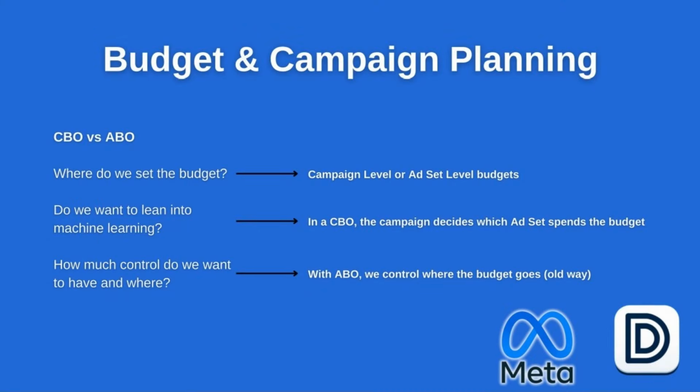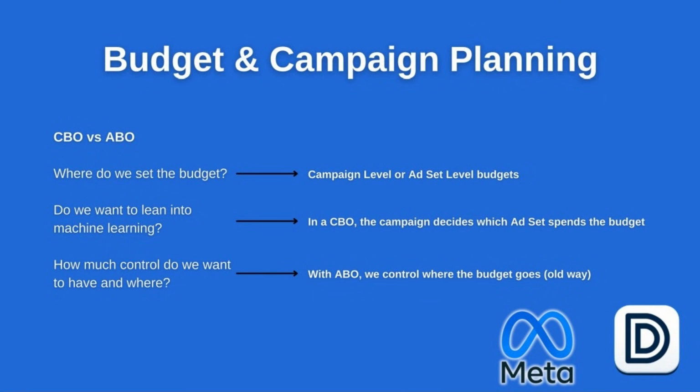The last thing that we need to cover here is CBO versus ABO. And what you need to know is you can think of this as where do we set the budget? At the campaign level or at the ad level? And why this really matters is do we want to lean in to machine learning. In a CBO, the campaign chooses which ad set to spend money on, and that ad set chooses which ad to show. That means that the campaign gets to learn from all the impressions from every ad within it.